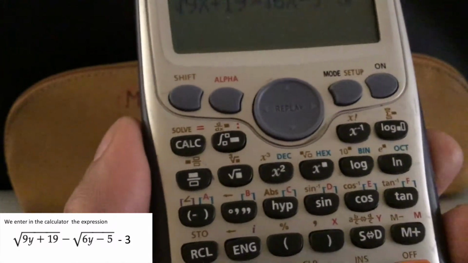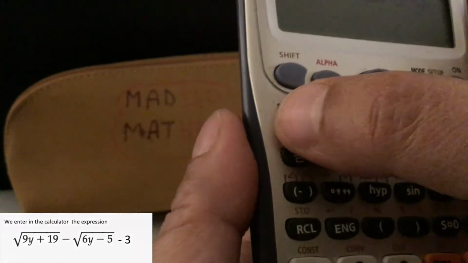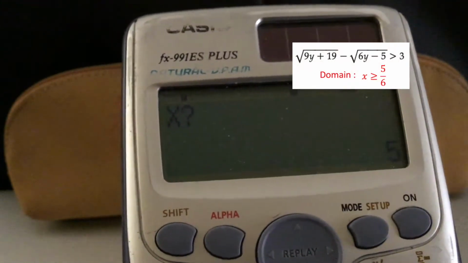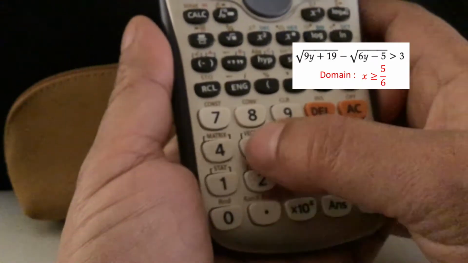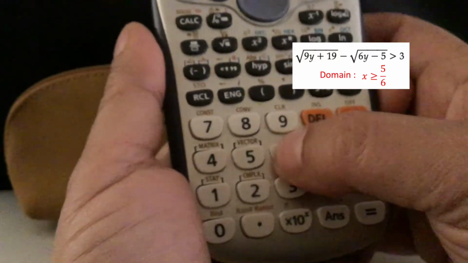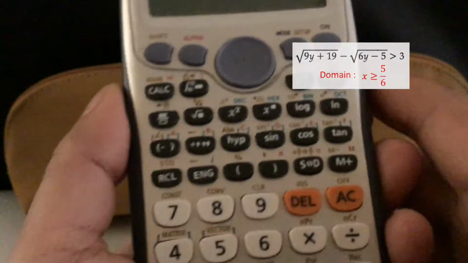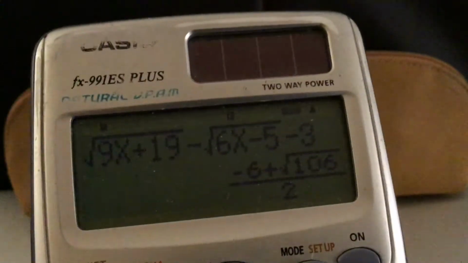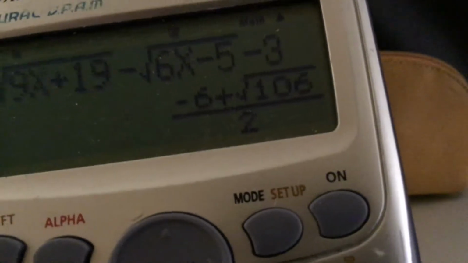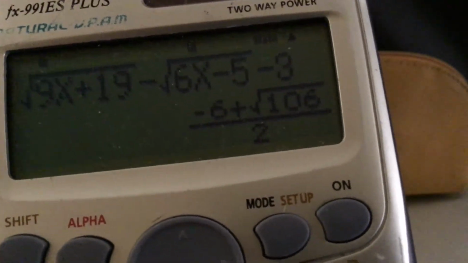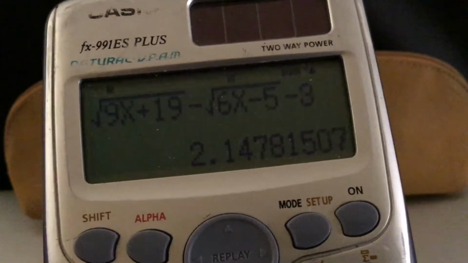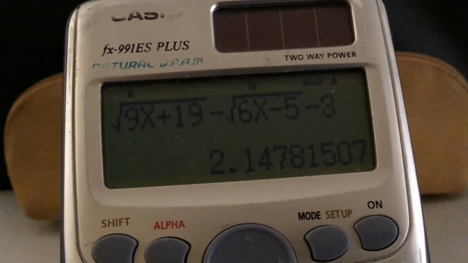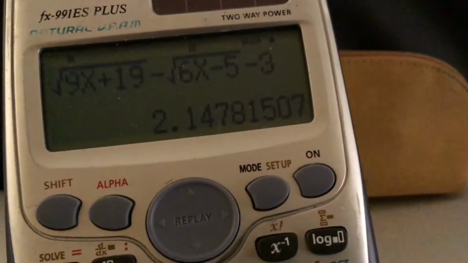Now I'm going to calculate this expression for the first value of x in the domain, which is 5 over 6. So 5 over 6, equals, and I get my answer. I can get an approximation of this exact value by pressing this key, S to D. So I get 2.14. That means the expression is positive for the first value in the domain, which is 2.14.